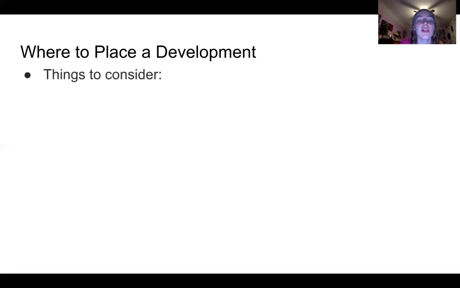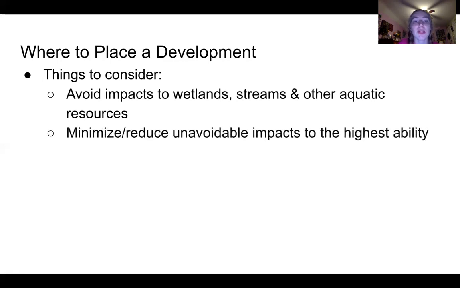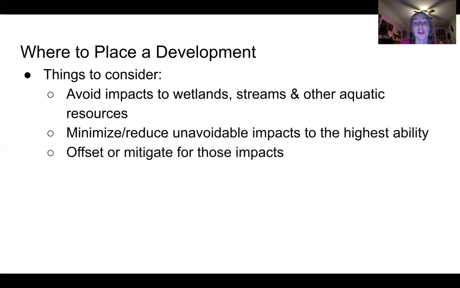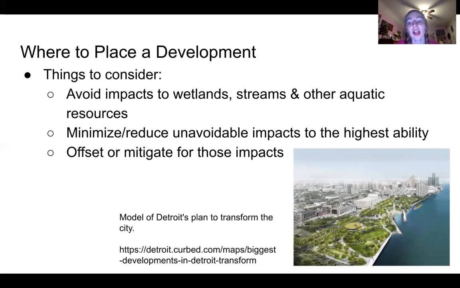Where to place a development, you need to consider the following things. If possible, avoid impacts to wetlands, streams, and other aquatic resources. If you can't avoid it, minimize or reduce the unavoidable impacts to the highest ability that you potentially can. You need to offset or mitigate for those impacts you're creating. And here's just an example of Detroit's plan to transform the city in the future. They're going to try and instill new green areas as well as not damage any of the greenscapes that exist now.